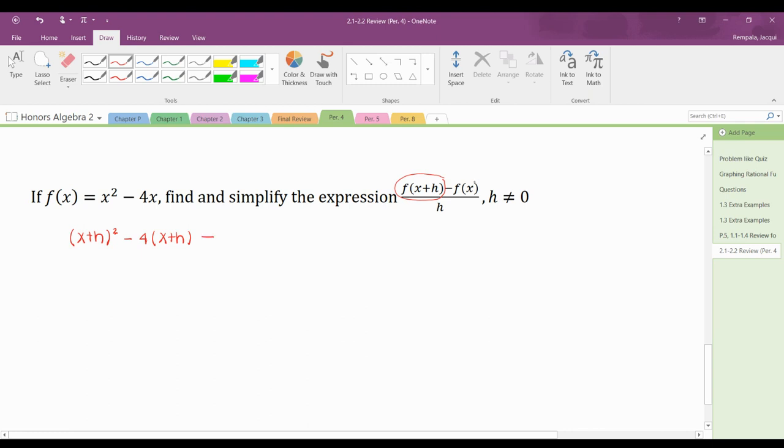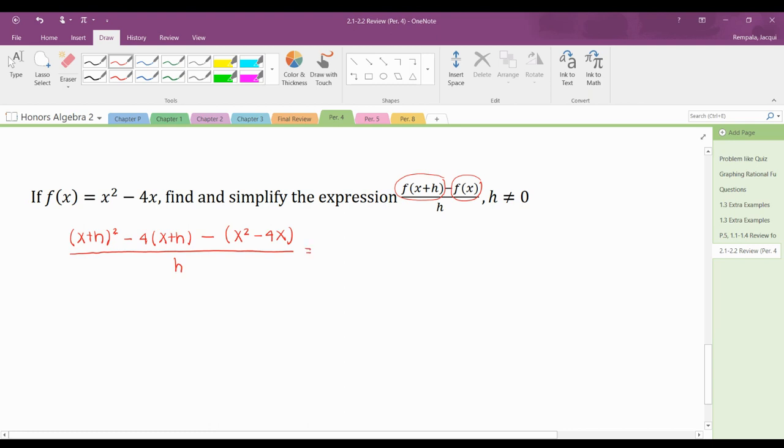Now I want to subtract, and then remember, I want to subtract f of x. Well, f of x is what's given to us. Because there's more than one term for f of x, I have to put that in parentheses. So that stays the same. It's x squared minus 4x. That whole thing is still then all over h.